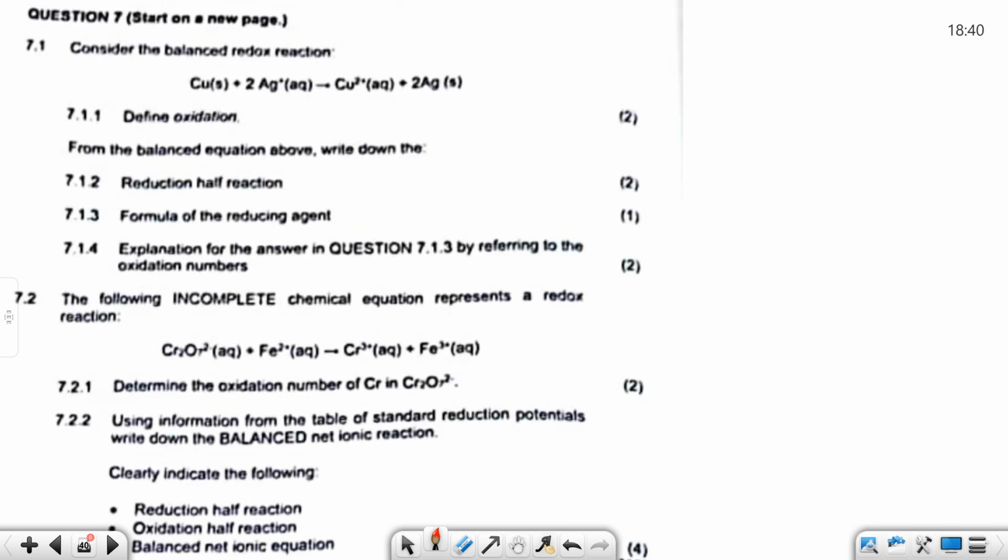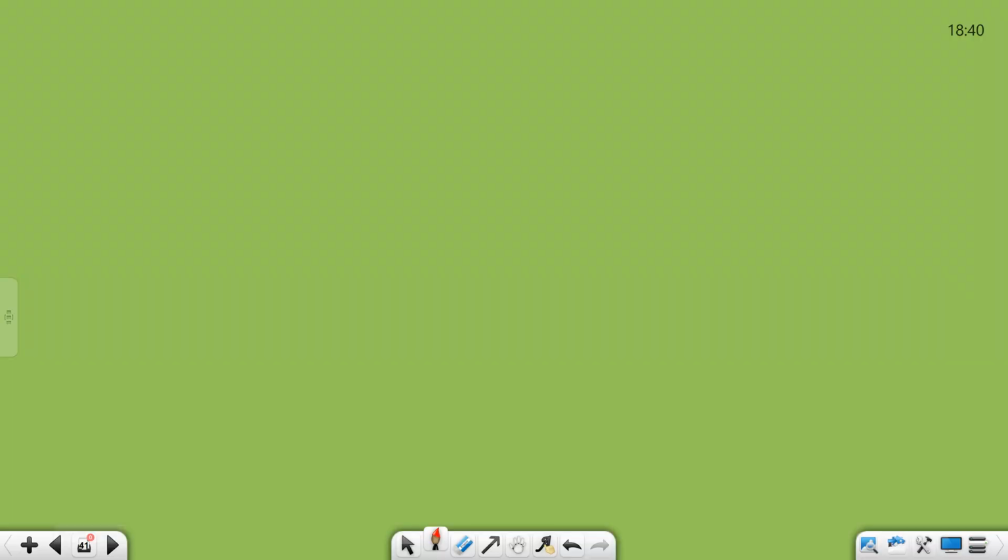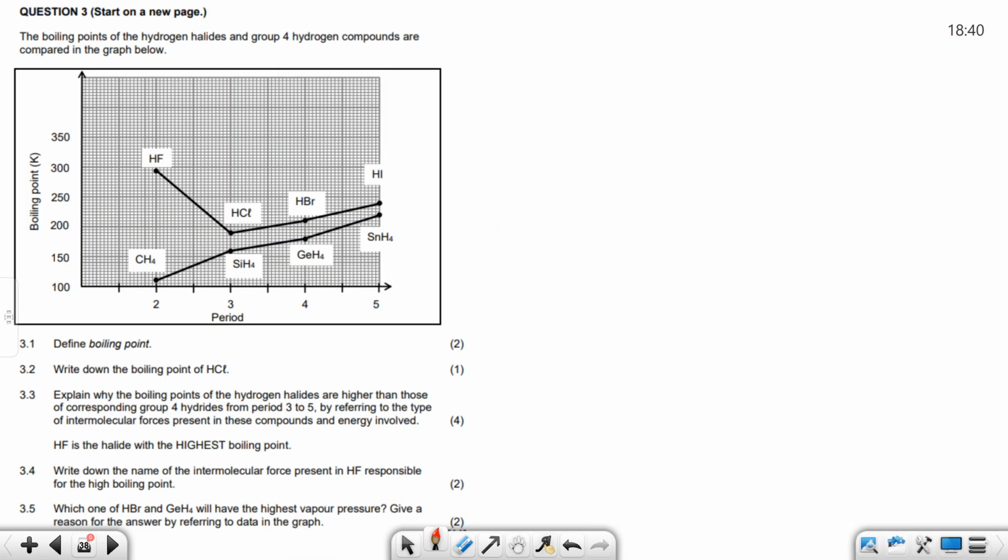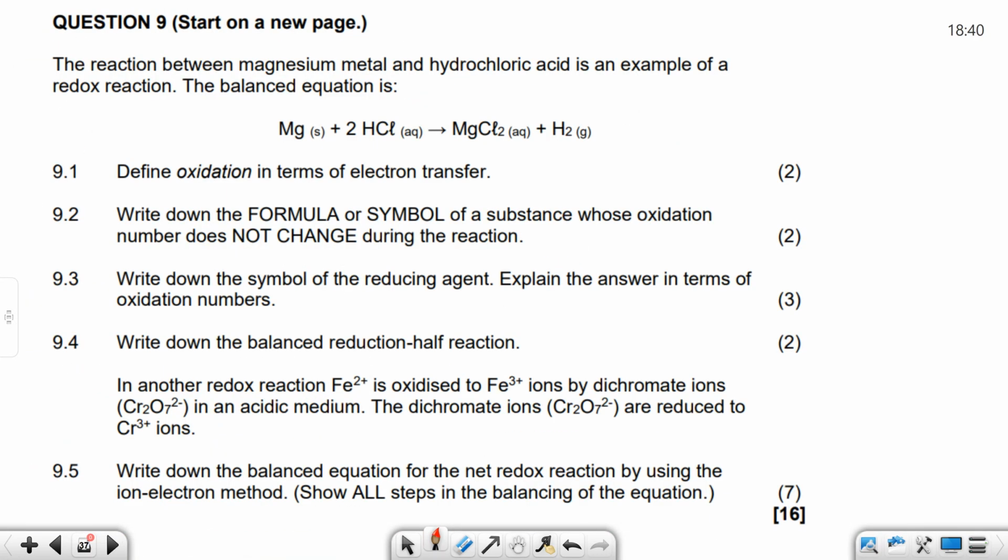Limiting reagent. Oof, this is blurry. Okay, that will be it. All right, let's quickly look at this one.